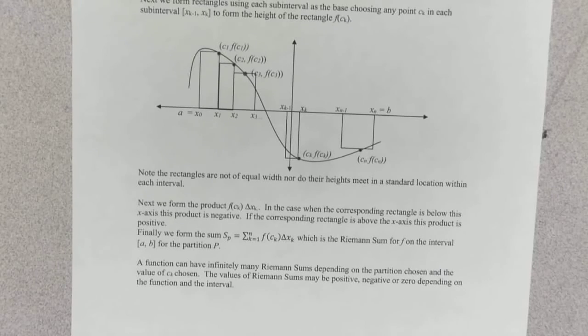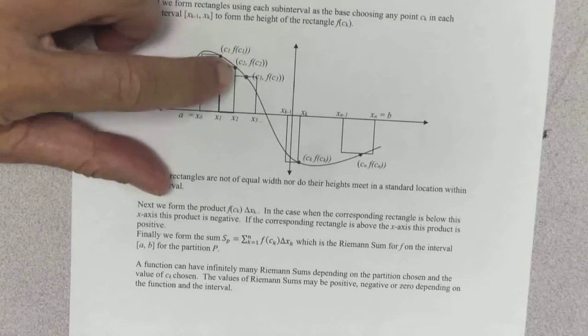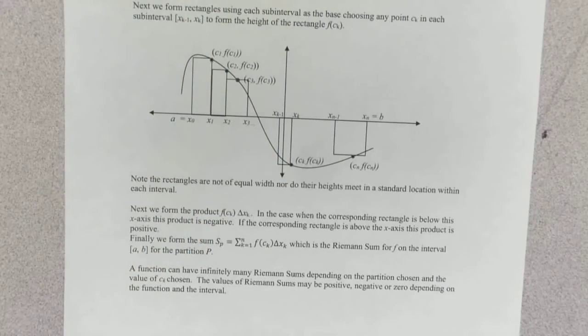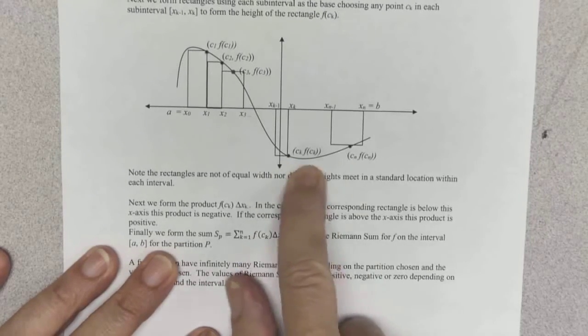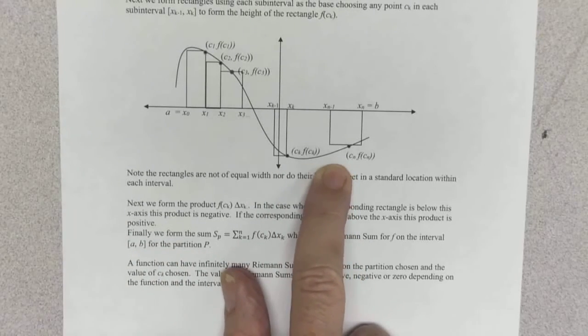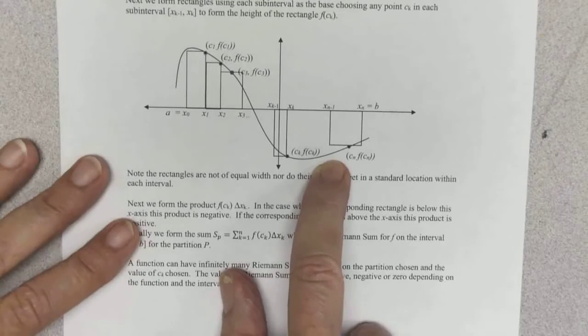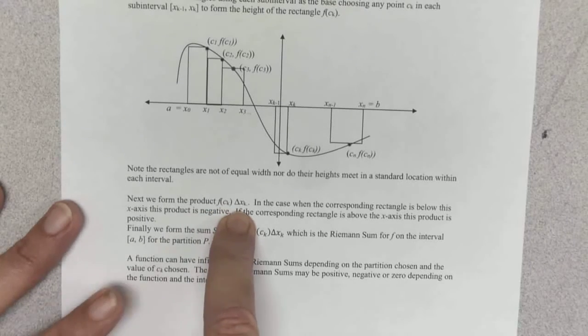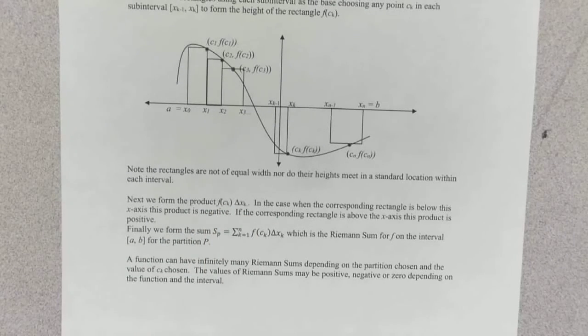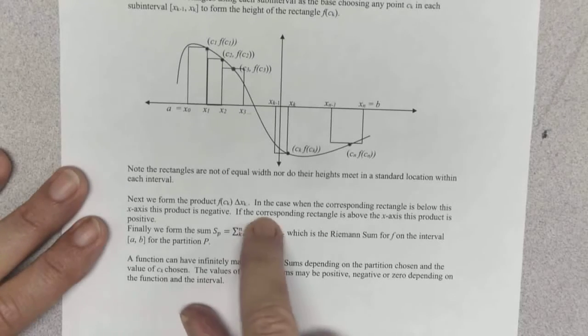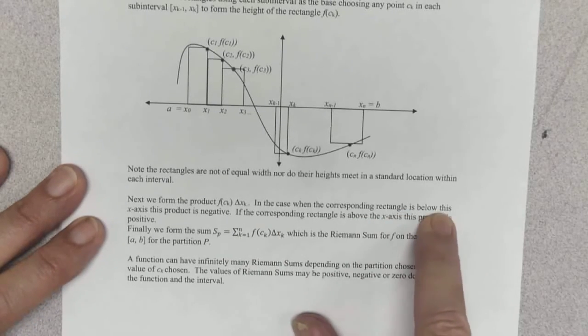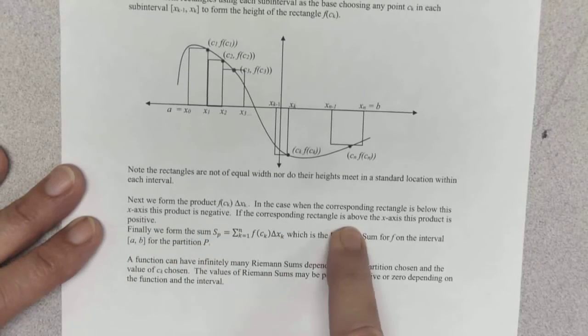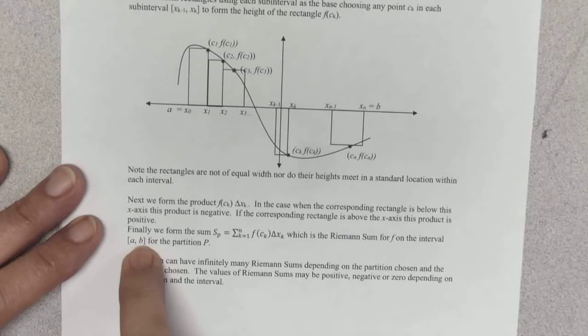Next, we form the product f of c sub k times delta x sub k. Now notice f of c sub k each time is just the height, and I put height in air quotes, because when it's below the x-axis, that's going to be a negative value, so maybe I shouldn't call it a height, but I don't know what else to call it, so I'll call it a height. We form the product f of c sub k delta x sub k. Really, height times width. So still area, but some of them are below the x-axis, so it'll be a quote-unquote negative area. When the corresponding rectangle is below the x-axis, this product is negative. If the corresponding rectangle is above the x-axis, this product is positive.